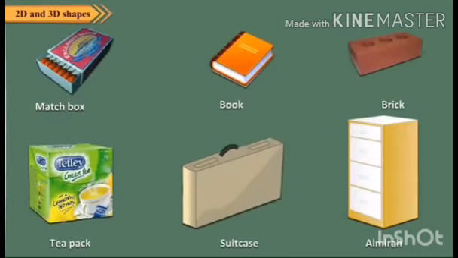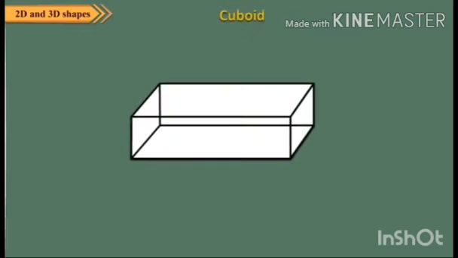3D shapes are given here, and these examples, matchbox, book, brick, tea bag, suitcase, almirah, are all examples of which shape? Cuboid, a 3D shape. Here a cuboid is given, just look at it. Edges: there are 1, 2, 3, 4, 5, 6, 7, 8, 9, 10, 11, 12. The total number of edges of a cuboid is 12.